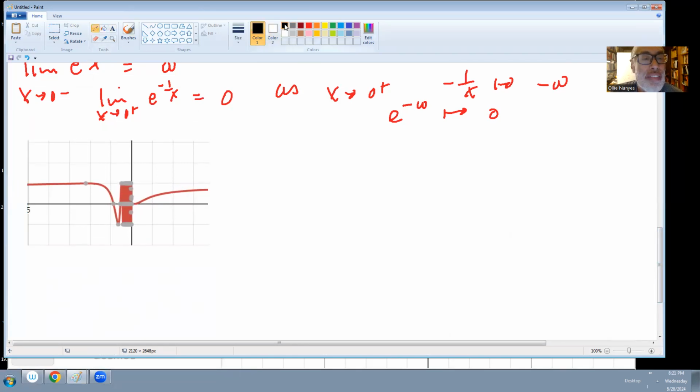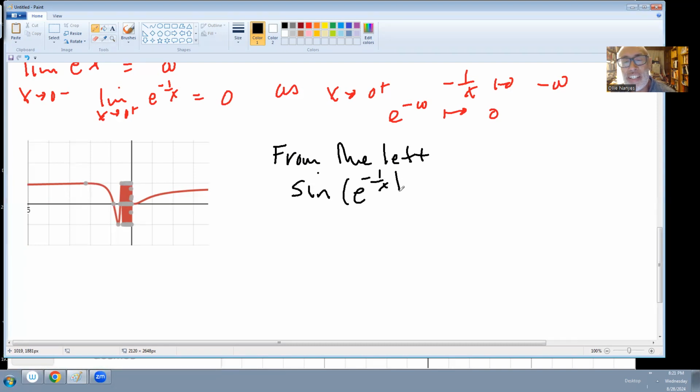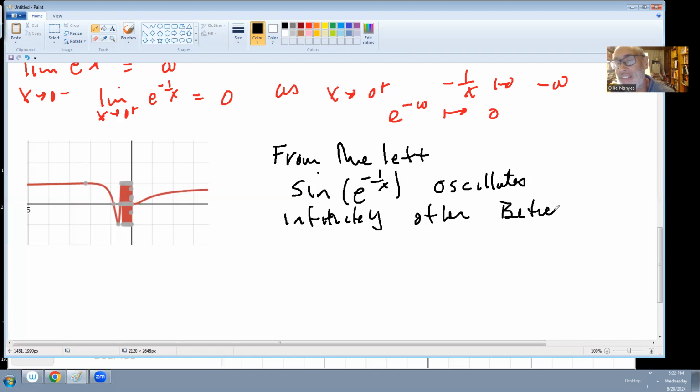We can see what's going on there. From the left, sine of e to the minus 1 over x oscillates infinitely often between -1 and 1. And we can actually easily see this.